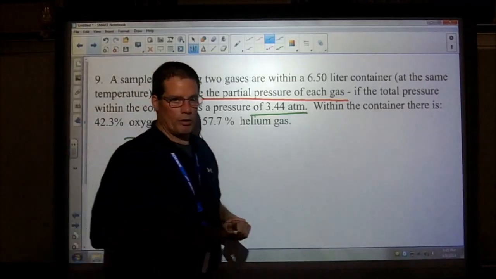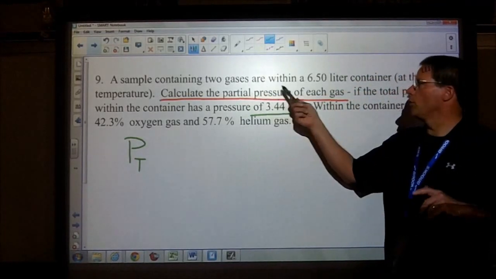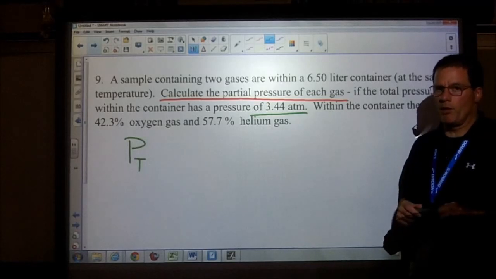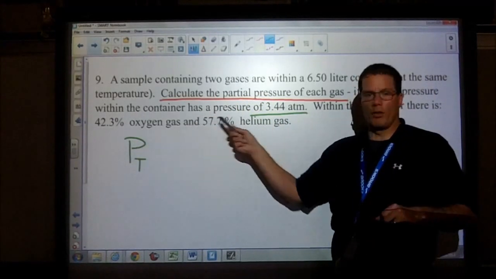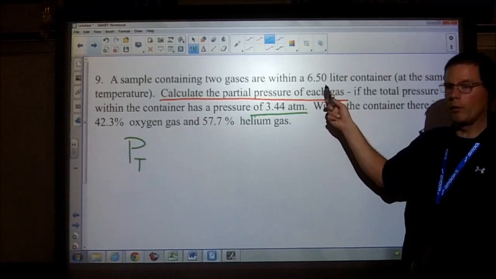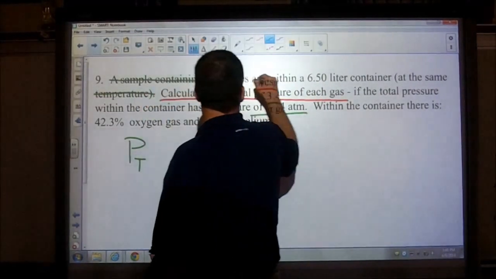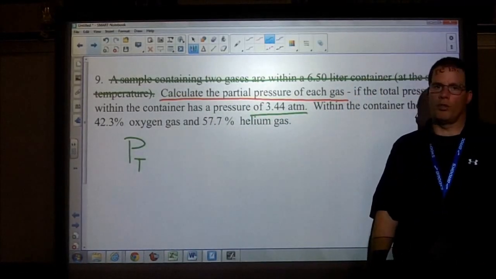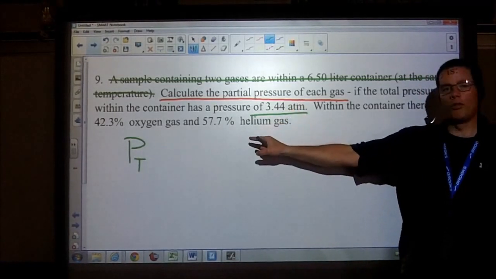Now, at the beginning of the question, it was information. It just said a sample containing two gases are within a 6.5 liter container at the same temperature. Is that information even important? Well, the two gases is supported here because it gave us our percentages of that. But the 6.5 liters, you're not going to do anything with that. So this is what we call a distractor. So that is there to get you to stop and try to figure out how you're going to use the 6.5 liters. You're not. You're going to use your total pressure and you're going to use your percentages.